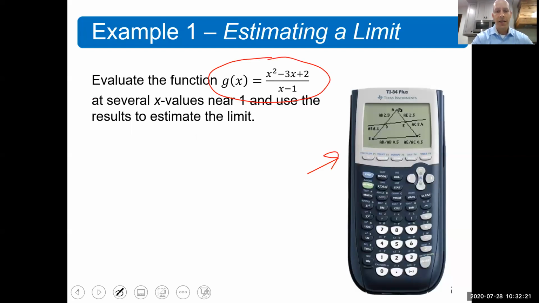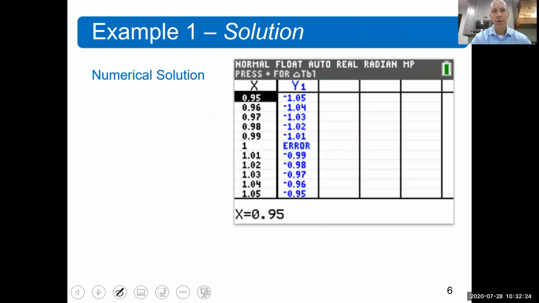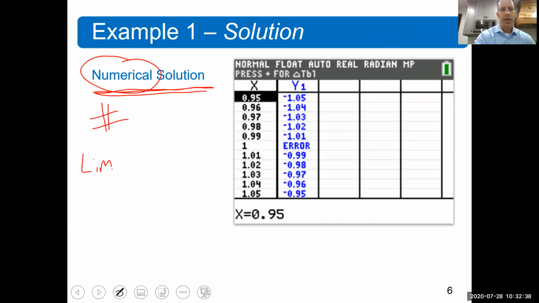If you plugged this function into your calculator and looked at the table, this is the numeric solution. Numeric means number, so it means look at numbers to estimate. And I should emphasize this again: a limit is an intuitive definition. Let's say this correctly. A limit is just a predicted, that's a good way to say it, it's just a predicted y value.